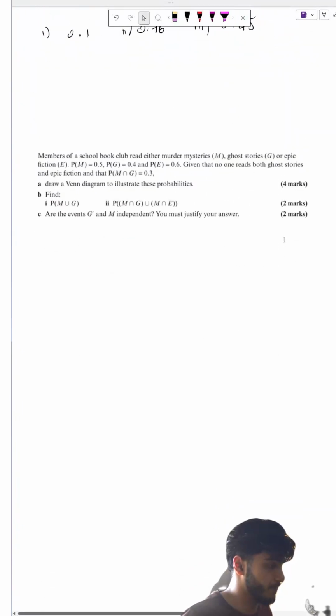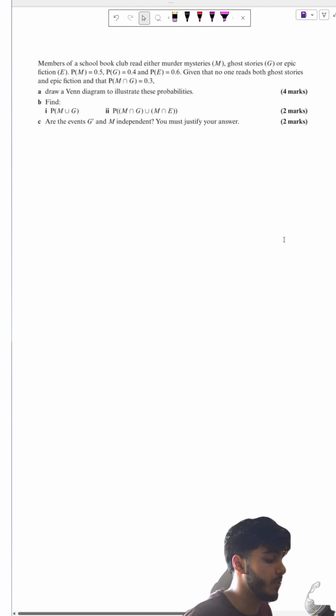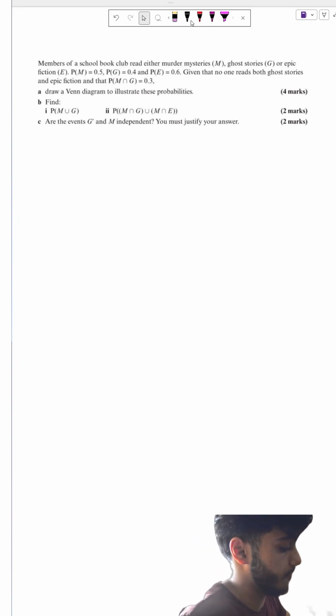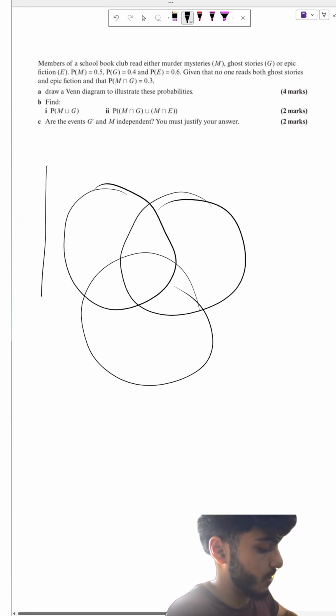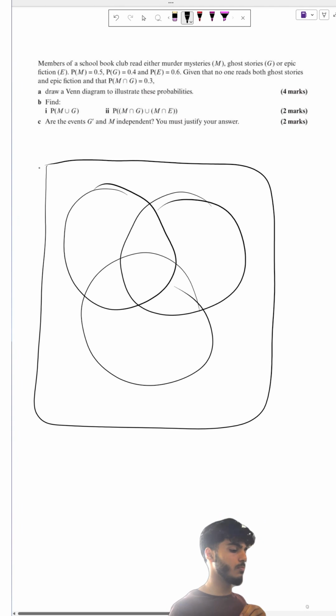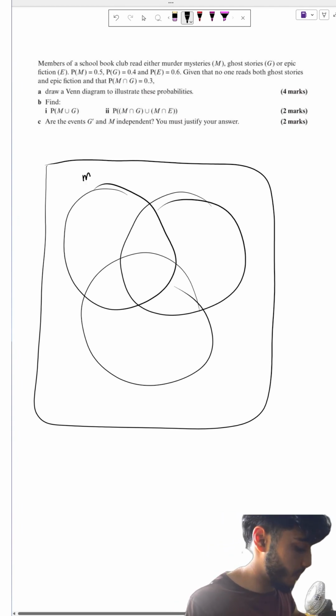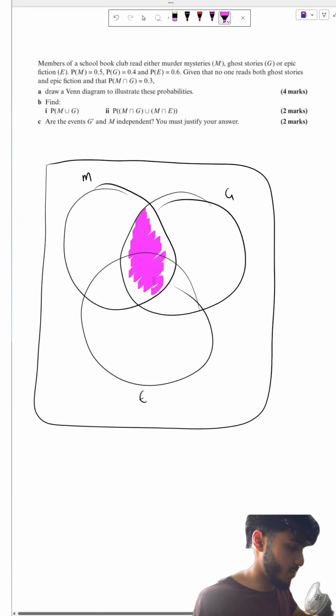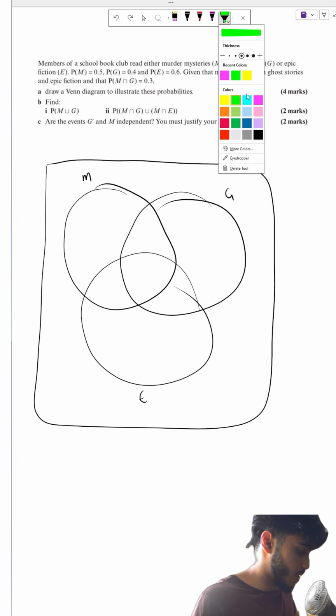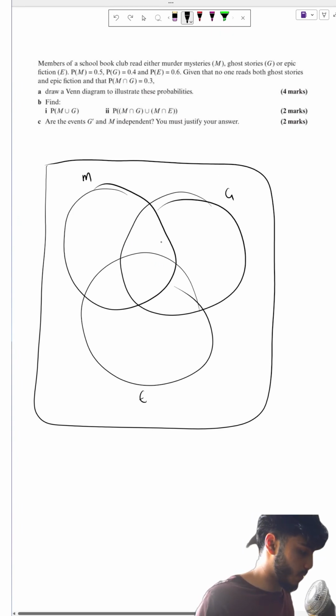Next question. Members of a school book club read either murder mysteries, ghost stories, or epic fiction. Okay, so we've got 3 different circles. We've been given some probabilities, and okay, let's draw it. So I'm going to draw 3 circles like so, and I'm going to draw the square outside. Probability of M is 0.5. M and G, so M and G is this. M and G is going to give you 0.3.